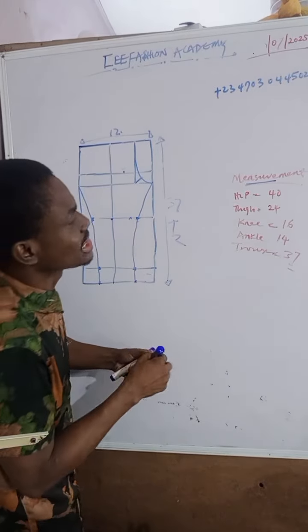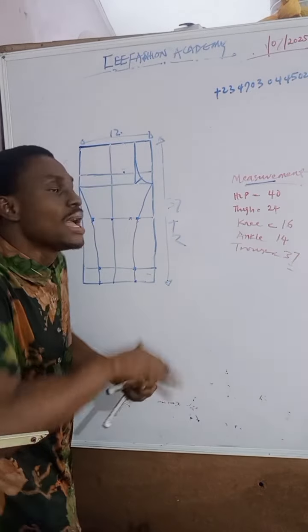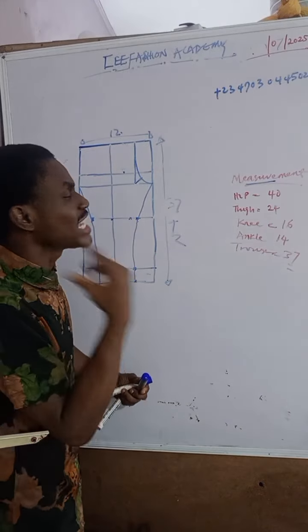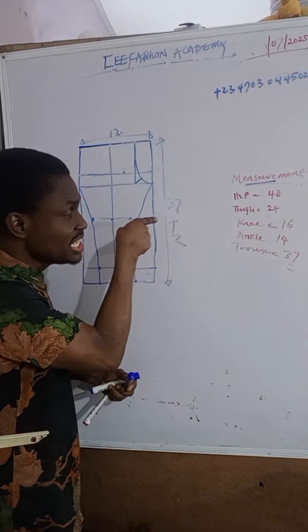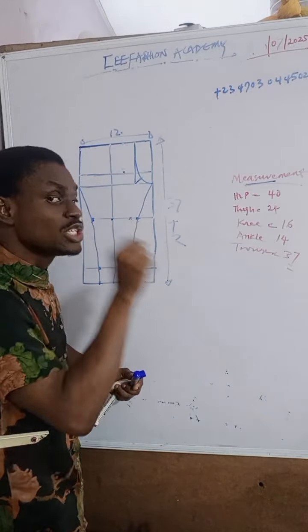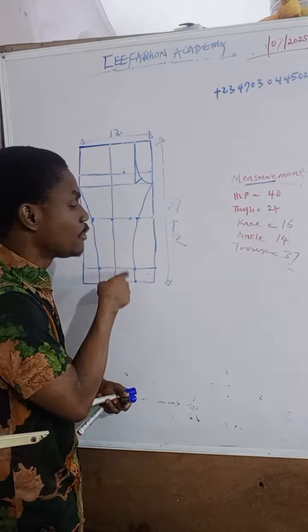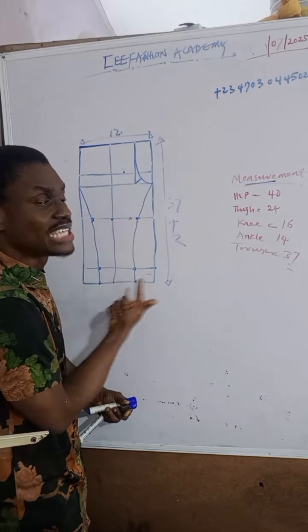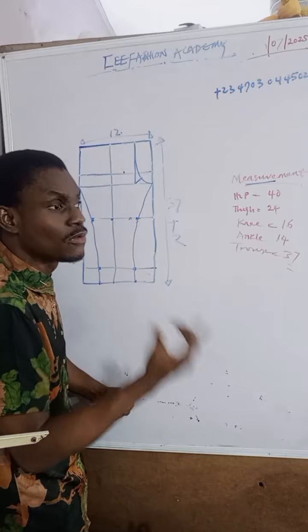So this is a pencil trouser. Now let me define a pencil trouser for you guys. A pencil trouser is a trouser where, when you are making it, you notice that the circumference of the knee is wider or bigger than the circumference of the ankle. Do you understand?